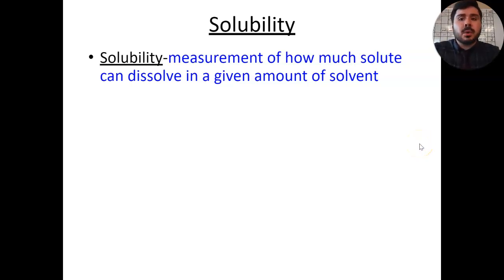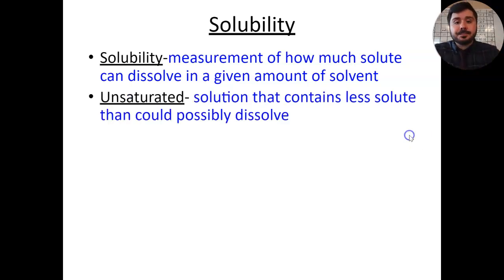So plain and simple, solubility is the measurement of how much solute can dissolve in a given amount of solvent, right? Because that is a thing. You can't just continue to add Gatorade powder to your liquid water indefinitely. Eventually, you're adding too much powder for your water to dissolve. And that's where solubility comes into play. It tells you how much solvent, in this case water, can essentially dissolve your powder, okay?